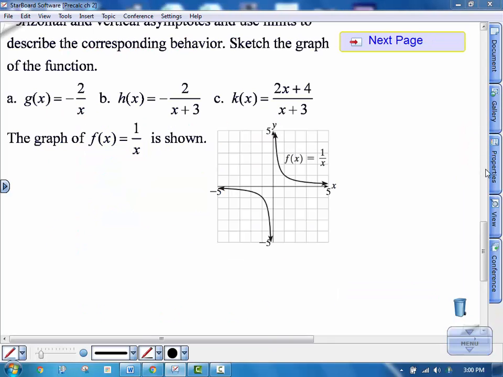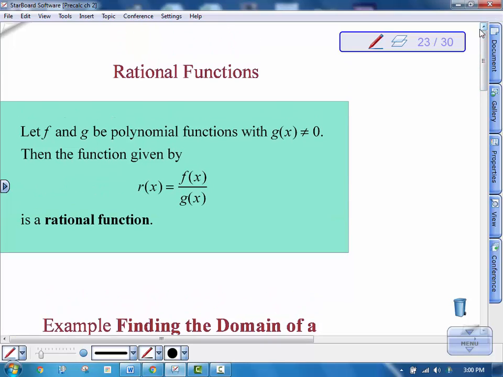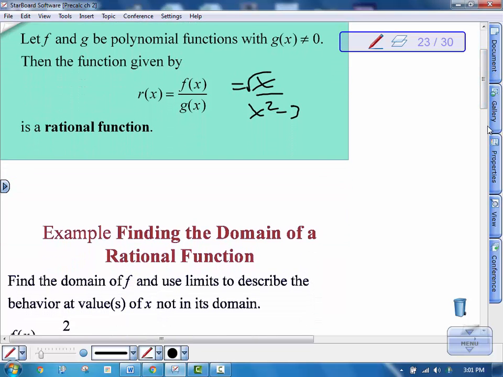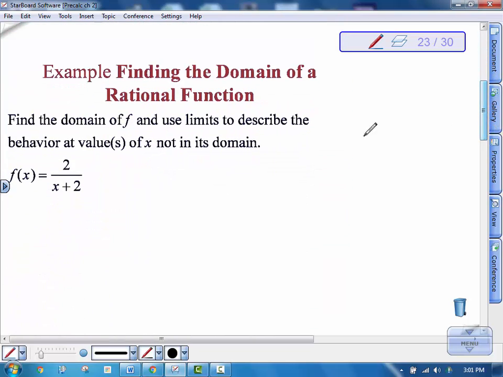All right, so let's look at an example then. Well, first of all, a rational function is just anything that can be written as a fraction. So you have some function at the top, some function at the bottom. It can be x on the top and x squared minus 3 in the bottom, or something. There's some random function at the top, some in the bottom. It could be any function. It could be a square root function. Okay. Here's an example then.